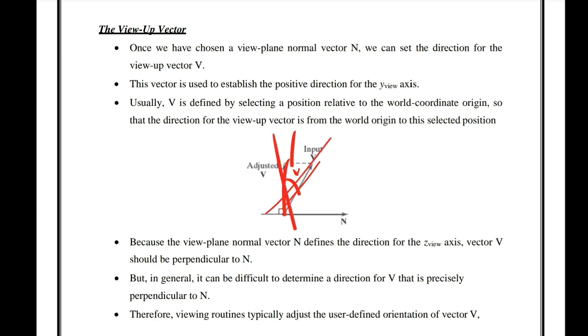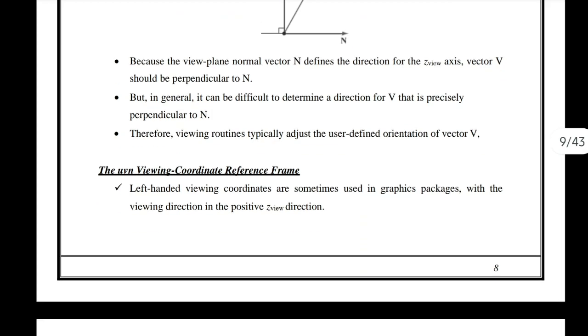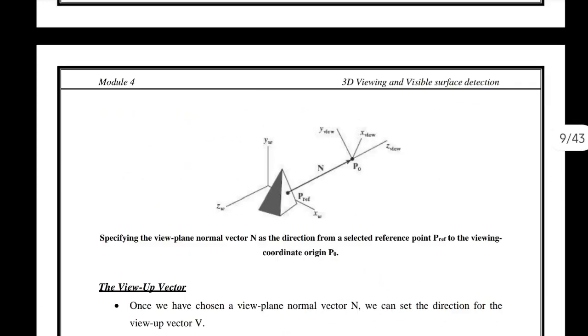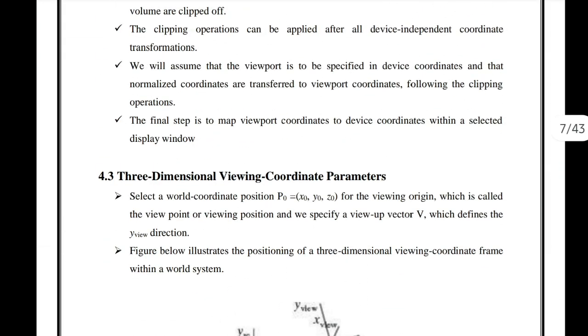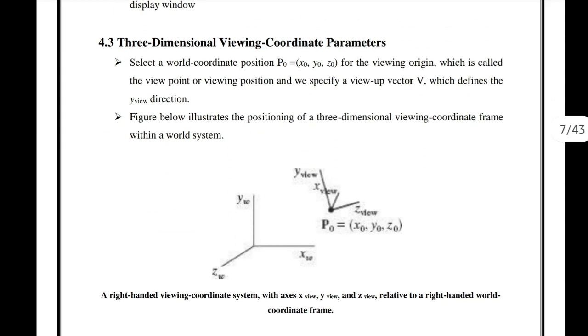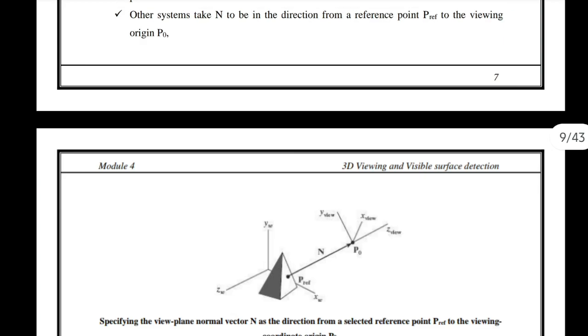This is the actual input, this is the adjusted vector. Okay, that is the view up vector. So that is the main concept of the topic, which is 3D viewing coordinate parameters. You will be defining the parameters to tell the computer how much the object present at that location is aligned to the actual x, y and z axis that you are specifying here.